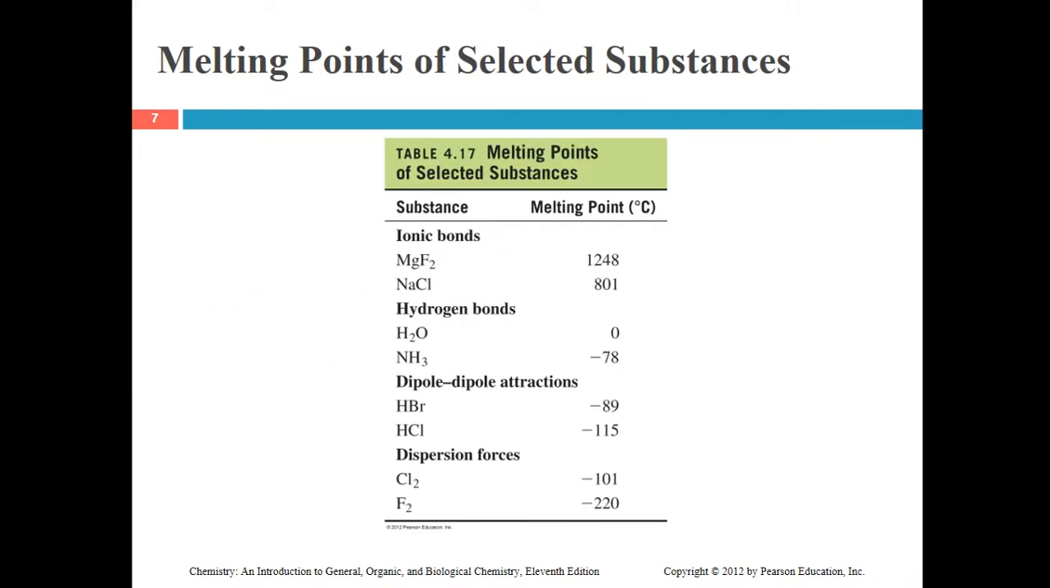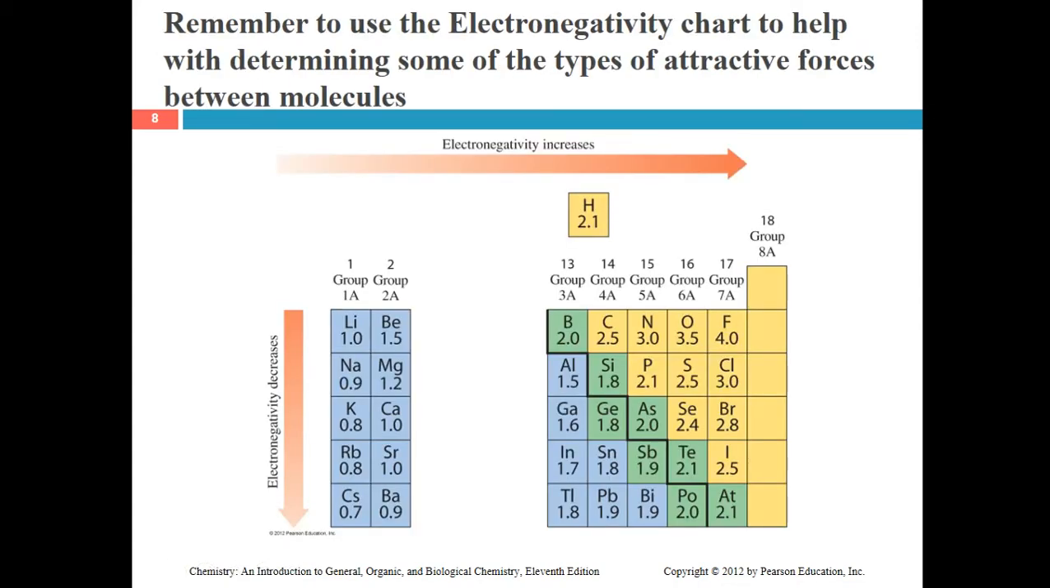So they are going to be solids at room temperature. When we look at this next table, at the melting points, you can definitely see the difference in melting points of ionic compounds compared to the items that exhibit hydrogen bonding, compared to those with dipole attractions, compared to those with just our dispersion forces. Now remember, when you are asked to determine what type of attractive forces something will have, you are going to need to look at your electronegativity chart to determine if there's going to be a dipole-dipole.